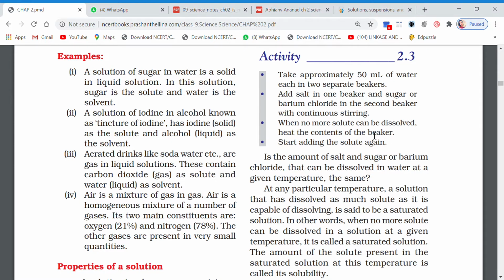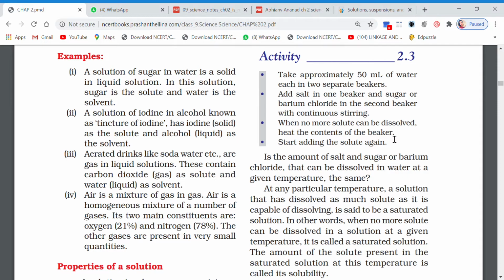Now you will see that when you heat the beaker, the solvent or the solution is heated. Now again add the sugar or salt, it will start dissolving again. Because गरम चीज़ में solute dissolve हो जाते हैं, right? Now after dissolving one or two spoons, गरम करने के बाद 1-2 spoons और dissolve हो गए, but after that again no more solute is getting dissolved.